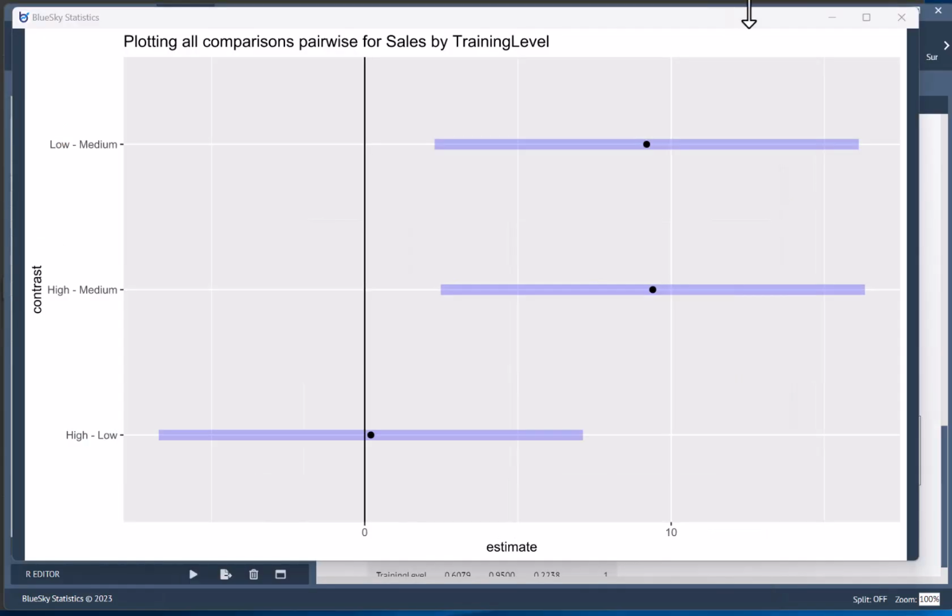Here you see pairwise comparison for sales by training level. So this is the estimated sales difference for the different levels. And you can see that low versus medium, there's quite a bit of difference, and high versus medium, there's quite a bit of difference. So low is higher than medium, and high is higher than medium, and high and low are approximately the same sales levels.